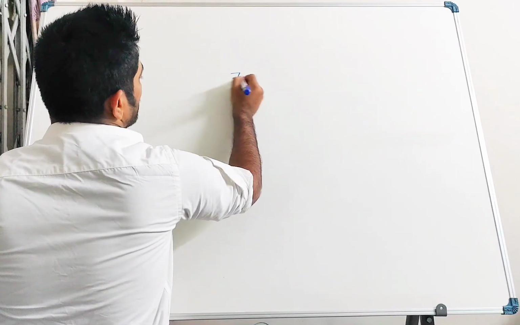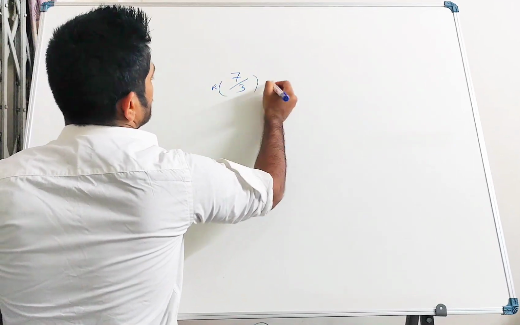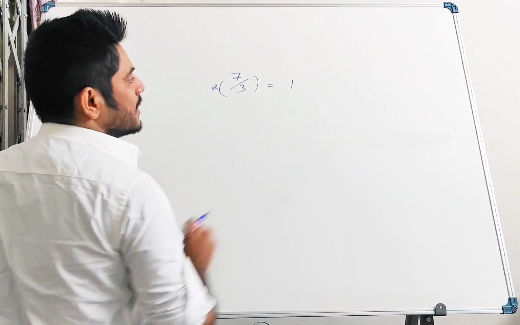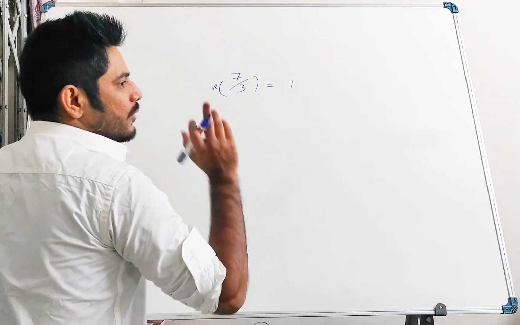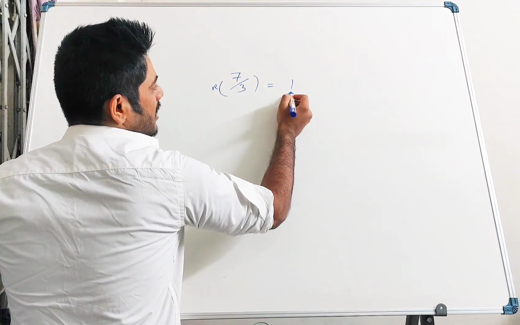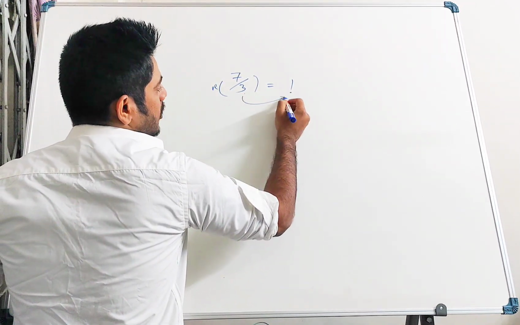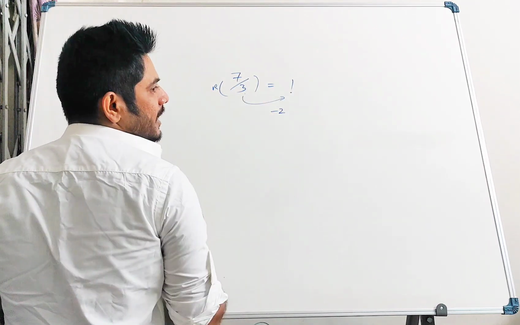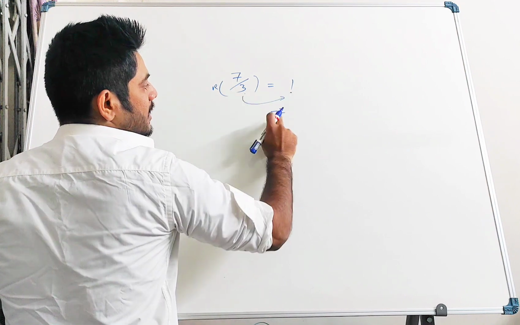What is the remainder when 7 is divided by 3? Everyone knows it. It is 1. But there are two ways to write down a remainder. One is the standard remainder and one is the negative remainder. What is a negative remainder? A remainder of 1 when divided by 3 can also be written as minus 2. Just subtract 3 from the remainder. So 1 minus 3 is minus 2.